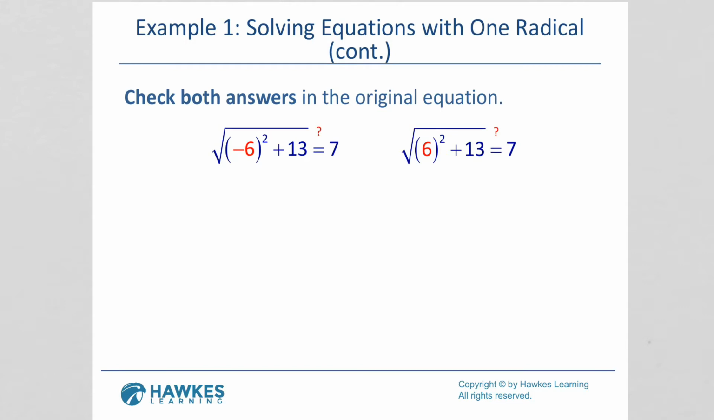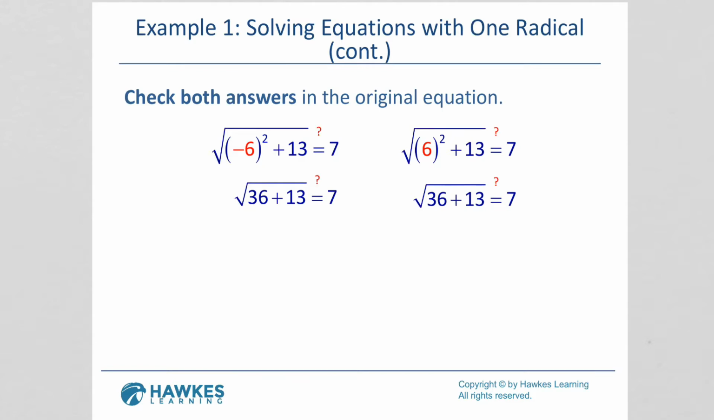We're going to check both answers in our original equation. So I have the square root of negative 6 squared plus 13. Does that equal 7? And the square root of 6 squared plus 13. Does that equal 7? On the left, I now have the square root of 36 plus 13, and on the right, I have the square root of 36 plus 13.